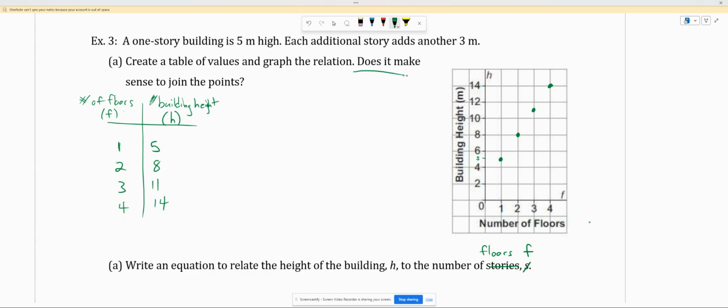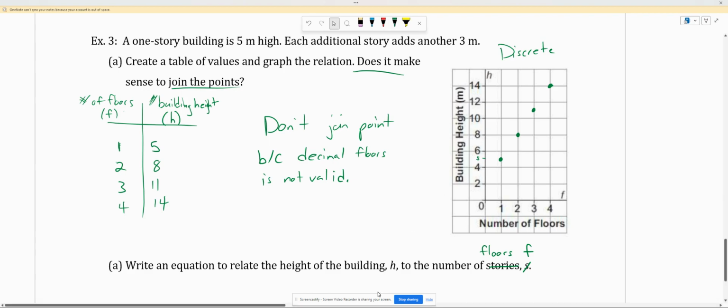Now, do we join the points? Does that make sense? We do not. Don't join points, because it would not make sense, because decimal floors doesn't make sense or is not valid. You would never build a 6.357 floor building. It makes no sense. So this is a case where we would not connect these. This is what we call discrete. Okay, it is not continuous.